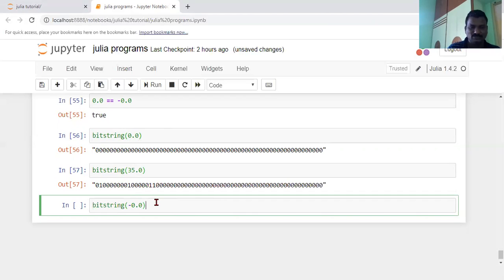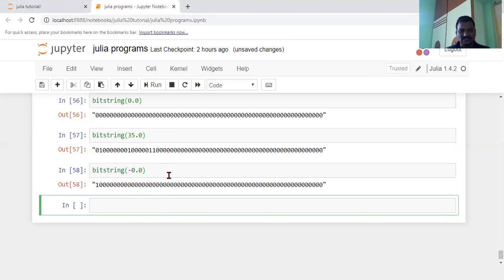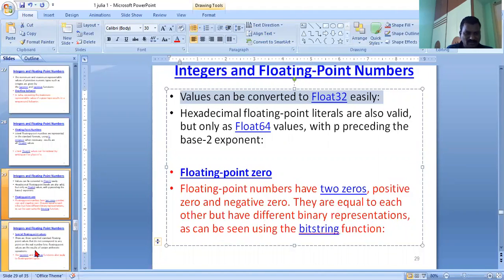Are both similar or not? The 0 has its bit string, and the bit string of minus 0 stores the value like this, with a 1 there, even though both numbers are equal. The bits of a floating point number are represented with the help of the bit string function.